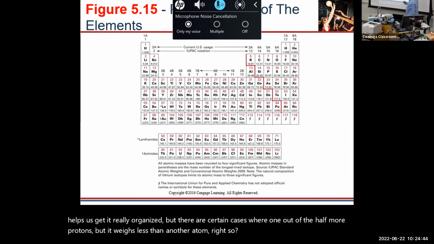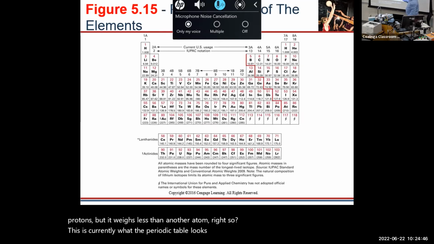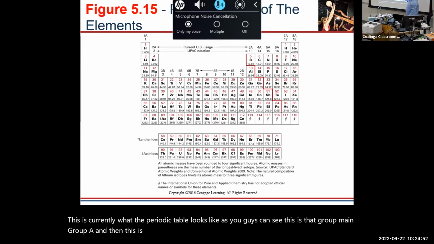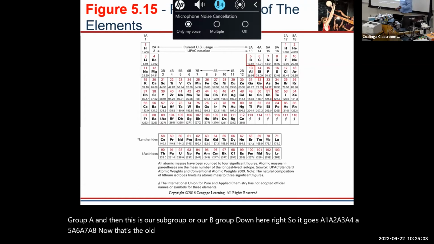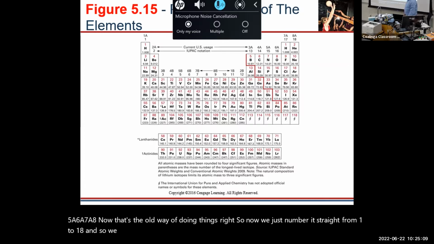So this is currently what the periodic table looks like. As you guys can see, this is that group, main group A, and then this is our subgroup or our B group down here, right? So it goes A1, A2, A3, A4, A5, A6, A7, A8. Now that's the old way of doing things, right? So now we just number it straight from 1 to 18. So we have everything incorporated to 1 to 18.